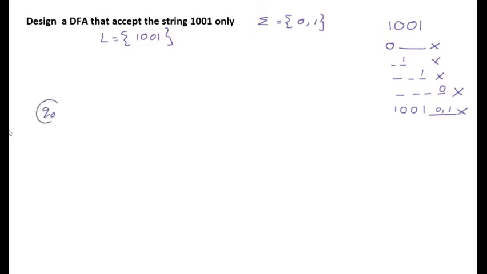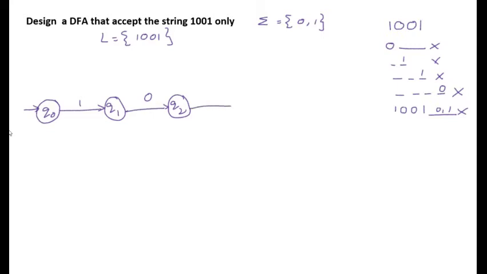Starting with the state Q0. Since the first symbol must be 1, Q0 on 1 is moving to the state Q1. And Q1 is a non-final state here because the finite automata should not accept the string 1. That's why it is a non-final state. And the second symbol must be 0, so Q1 on 0 is moving to the state Q2. And Q2 is a non-final state, and the finite automata should not accept the string 10. That's why Q2 is a non-final state.